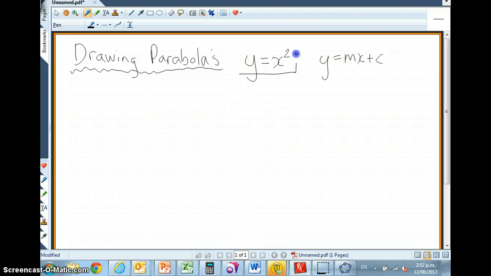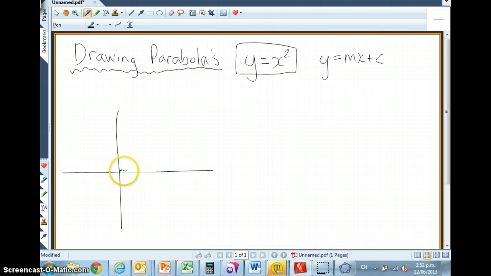So if I just draw the standard basic parabola for a moment, this is what it looks like. When I say draw, I'm sketching this one. So 0, 0, and then you go across 1, up 1, across 1, up 1, across 2, up 4, across 2, up 4. Okay? And it becomes a nice curve.